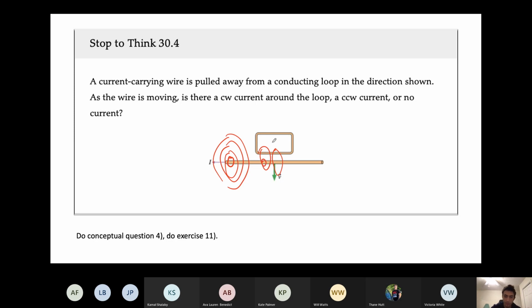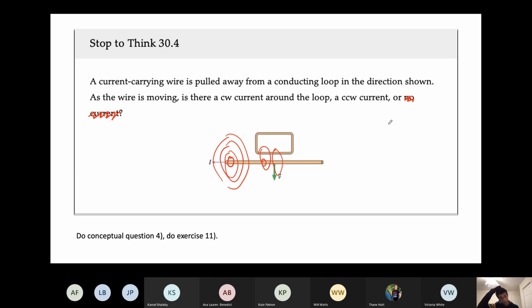As you're moving the wire away from this loop, when it was so close, the magnetic field was intense. But as you're pulling it away, the magnetic field keeps decreasing. So that means there will be a change in the magnetic field. And if there's a change in the magnetic field in a certain area, that means there's a change in the flux. Since there's a change in the flux, there will be a current. So the option for no current is wrong. There has to be a current inside of the loop.